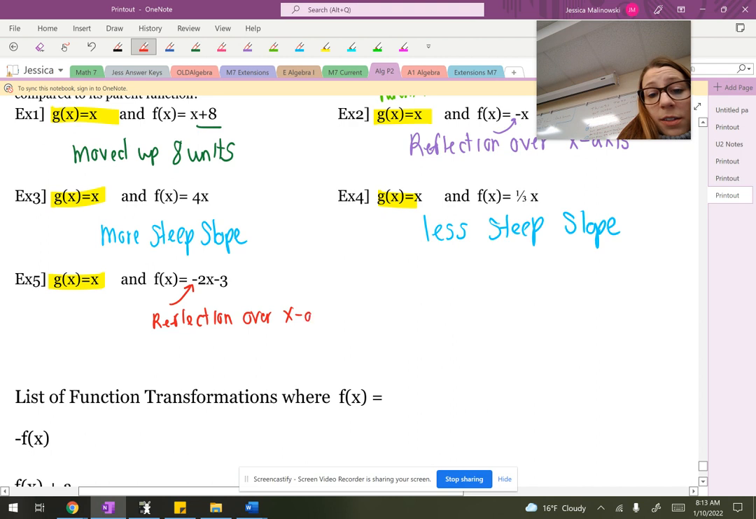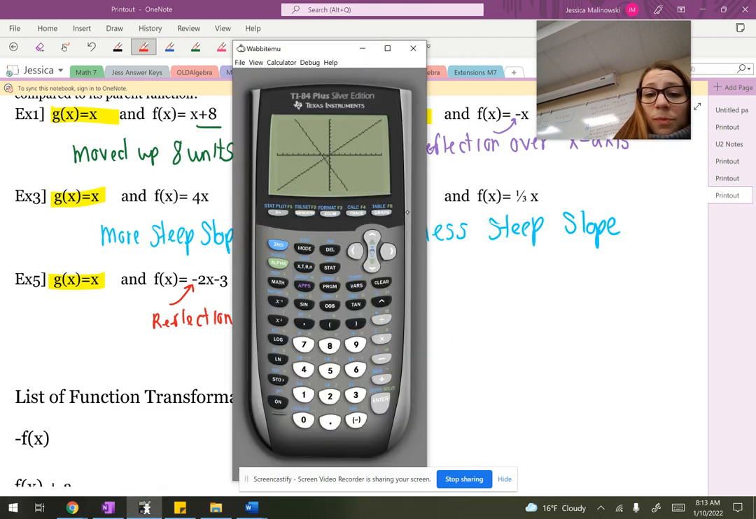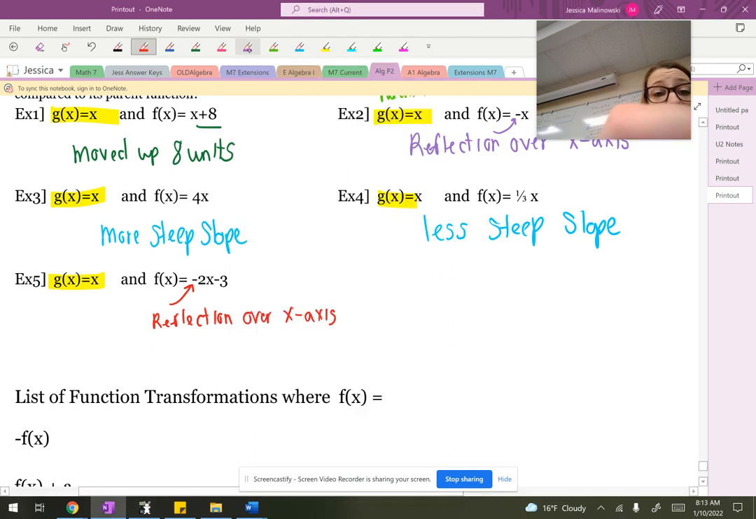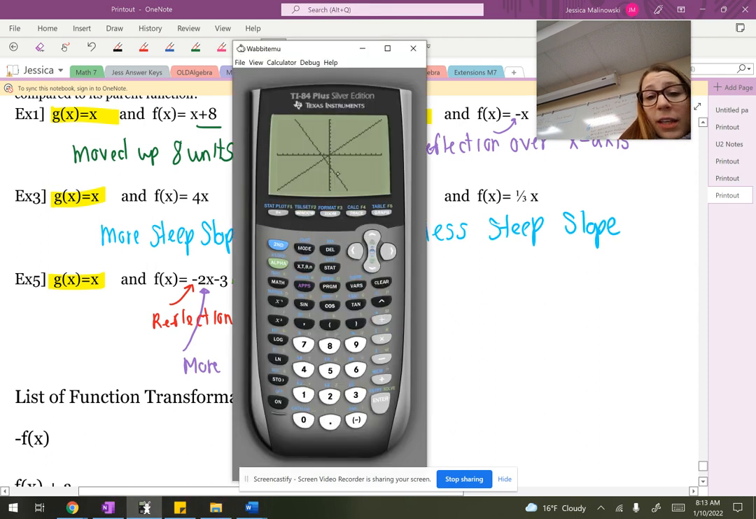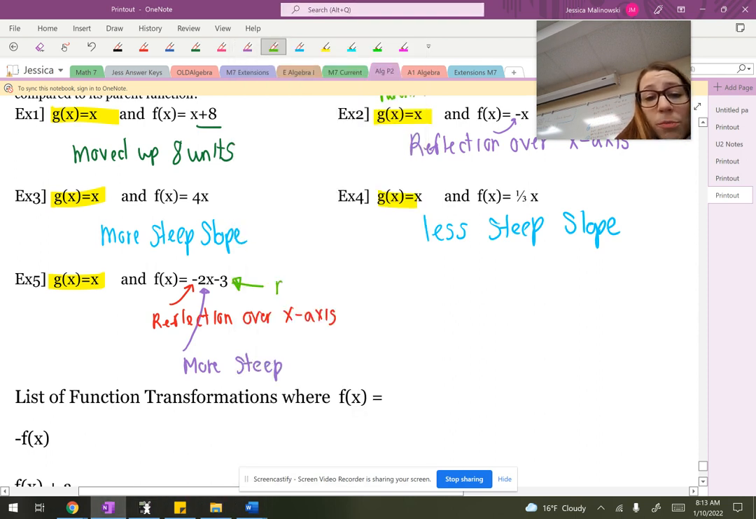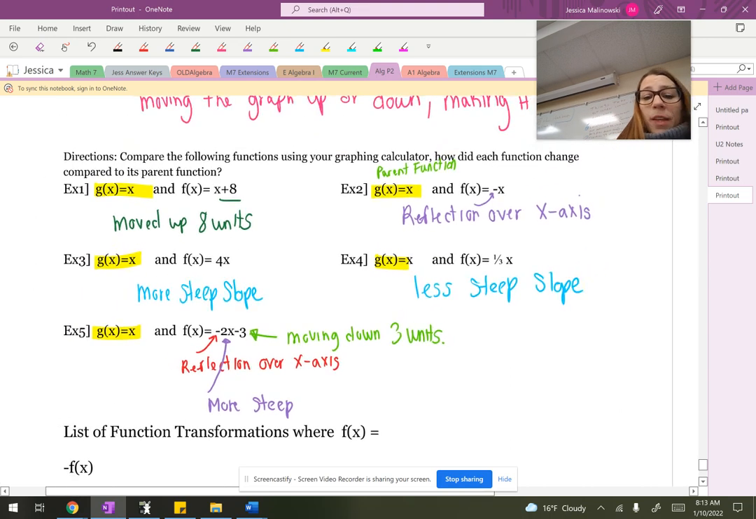over the x-axis. And let's see, I can already see that it's more steep. That times 2 right there is making it more steep. And then the last little part, that minus 3 right there, is taking that y-intercept and it's shifting it or moving it down 3 units. Boom. That's a great way of how you can use your calculator to compare functions.